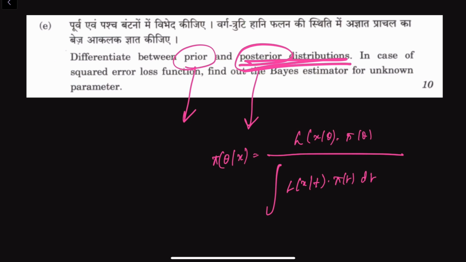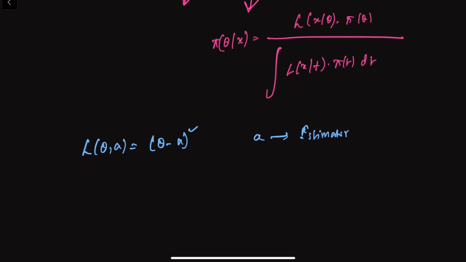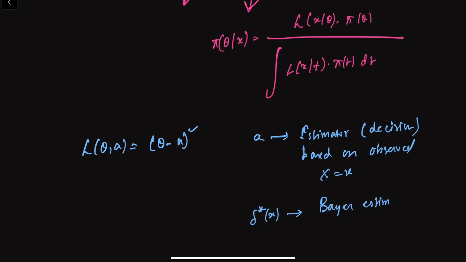Now let's consider the squared error loss function. The squared error loss function is L of theta comma a, which is nothing but theta minus a whole square, where a is our estimator, or decision based on observed data, that is, based on observed X equals x. Suppose delta star of x is our Bayes estimator that minimizes the posterior expected loss.